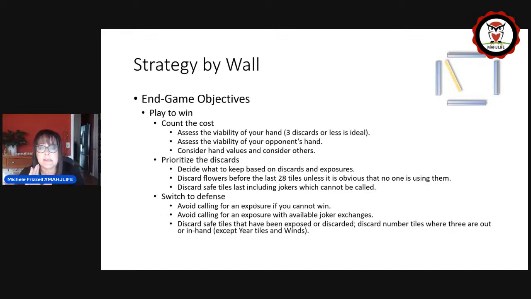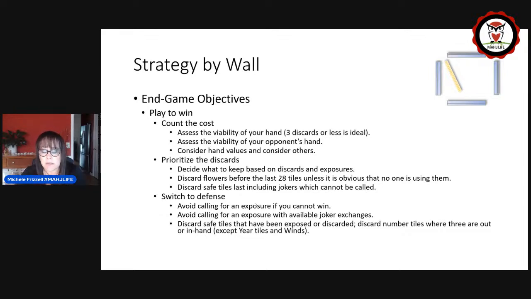So you want to decide what you think their potential is and compare it to yours to come to that decision of whether or not you want to play to win. Because if you are going to play to win, you need to discard your riskiest tiles first. Right now we have no discards because we're ready to win. So every pick we get, we're going to discard. We are playing to win.